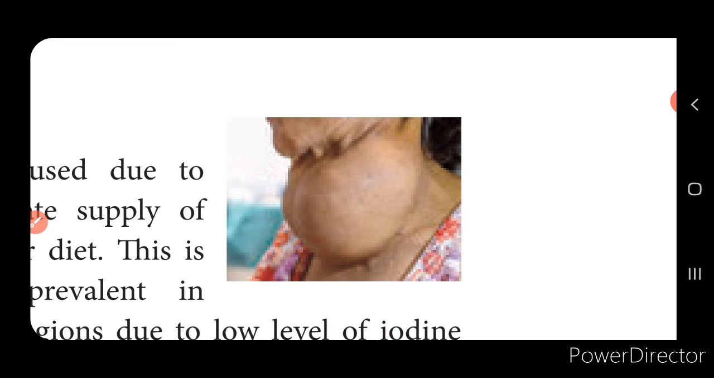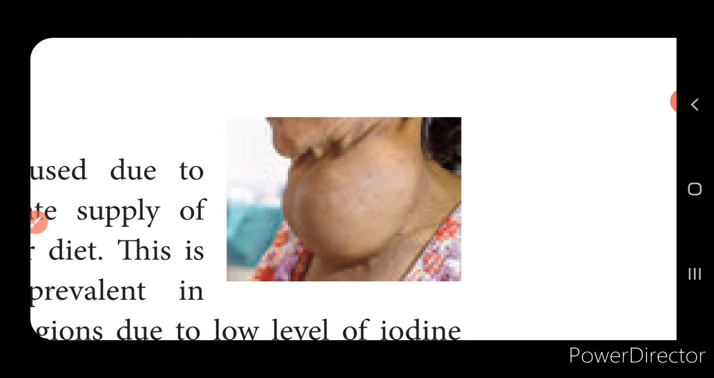Cretinism is also due to the decreased secretion of the thyroid hormone in children. Now, if you see the symptoms of this disease, there will be stunted growth, that is decrease in the height of the people. Mental defect can also be seen, lack of skeletal development, and deformation of the bones, that is bow legs and hands can also be seen, and those people are called cretins.